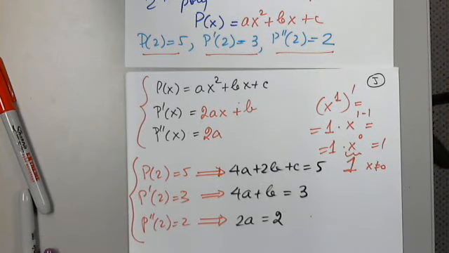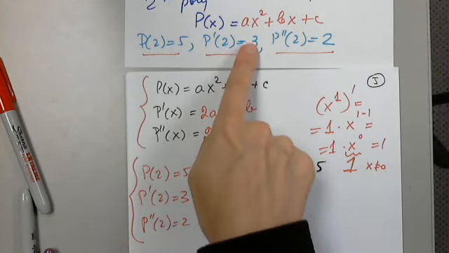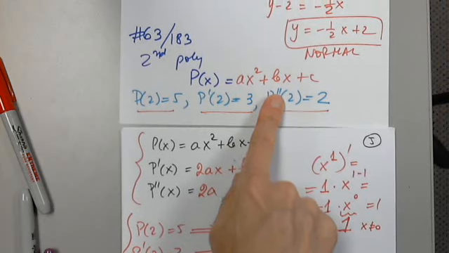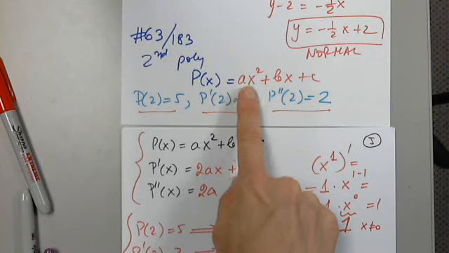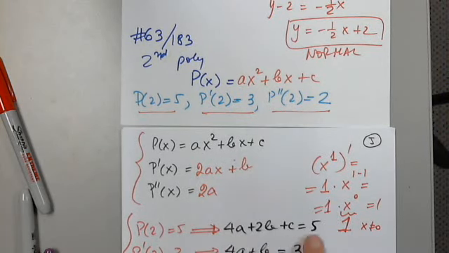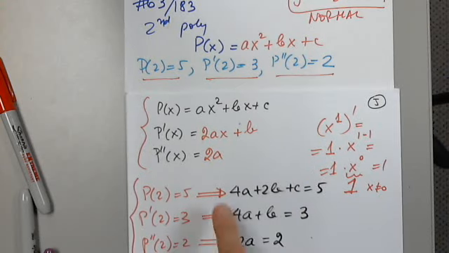Do we all understand these? So I plugged in 2 into the original function, and I got 4 and 2. So 4a plus 2b plus c must equal 5. Then I plugged in 2 in the derivative. So this is 4a plus b equals 3. And here there is no x, so 2a must equal 2.